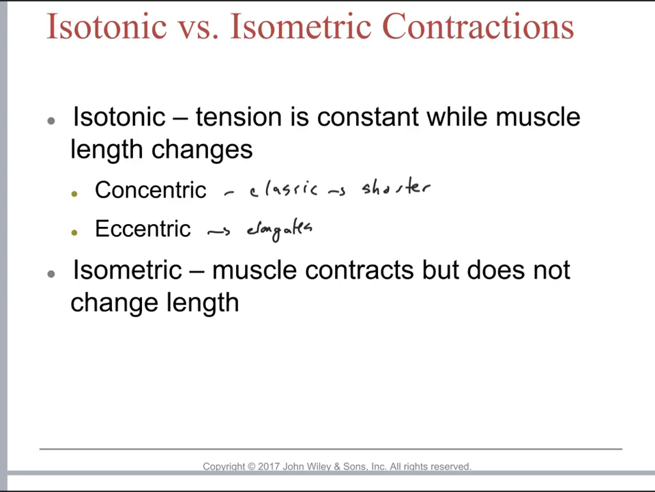Then when you flip it and you extend your forearm, the muscle groups switch. The bicep brachii becomes the eccentric muscle, and the tricep becomes the concentric muscle. Now the next is isometric. An isometric muscle contracts but does not change length. The example would be if you were to push on the wall, you're not moving the wall, your arm's not moving, and the muscle is not changing shape, it's not getting shorter or longer, but it is producing force.